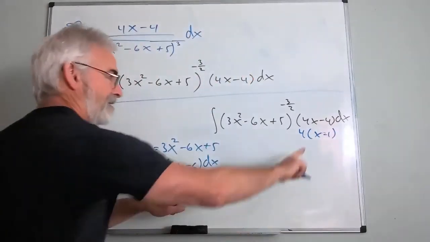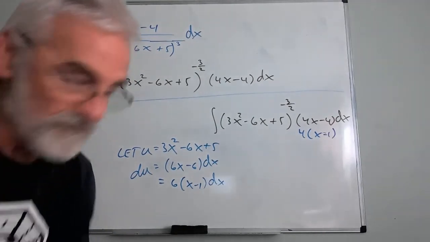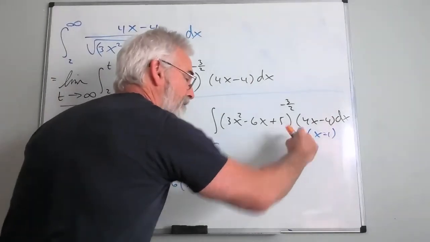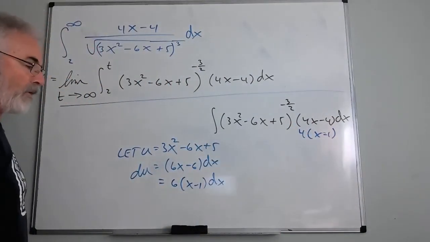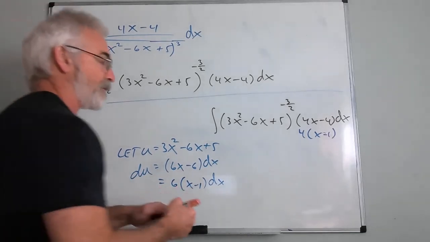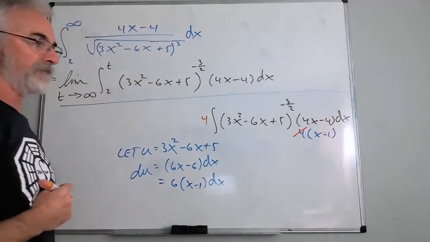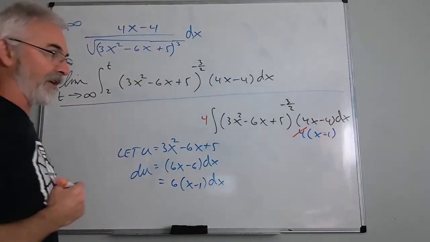Okay. I have exactly what I need. I just have the wrong multiplier. So the easiest way to do this, I need that to be a 6, don't I? In case you forgot what you can and can't do, you can always manipulate constant multiples. So here's what I would suggest. Put it here. Now, I need it to be a 6.